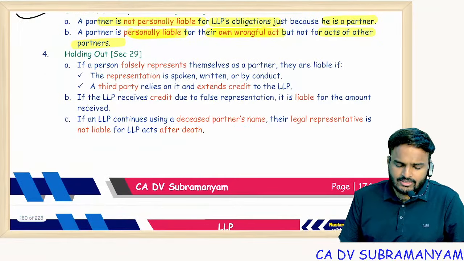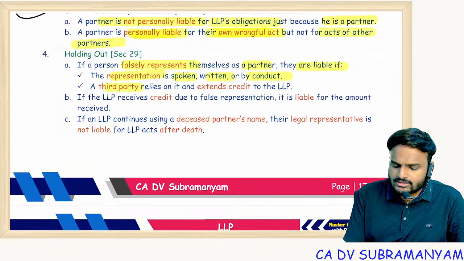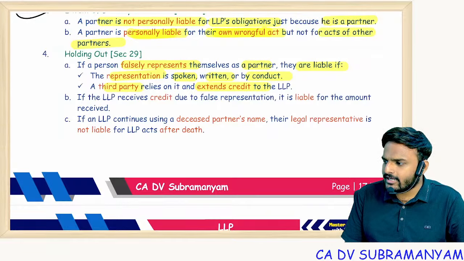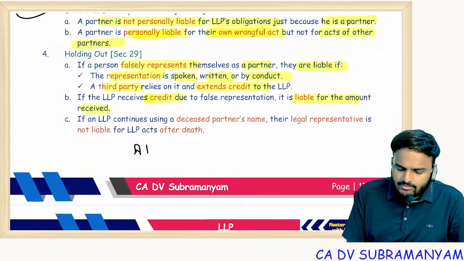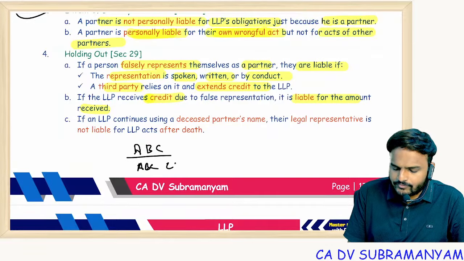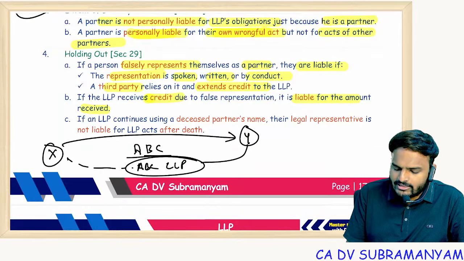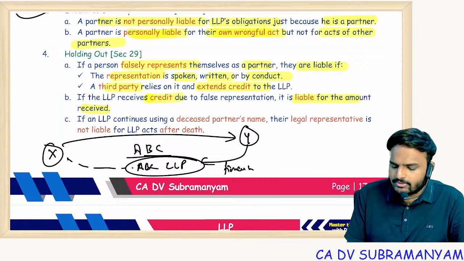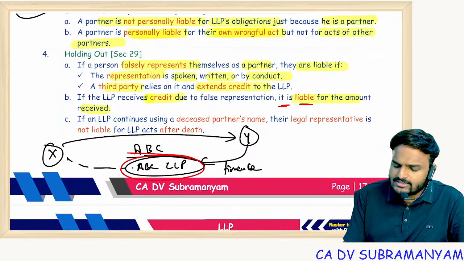Holding out, like estoppel. If a person falsely represents themselves as a partner, they are liable if the representation is spoken, written or by conduct. The third party relies on it and extends credit to the LLP. If LLP receives credit due to false representation, then LLP is liable for the amount received. See, actually A, B, C are partners of ABC LLP. One day X made a statement so that Y believed that X is also a partner in ABC LLP. Accordingly, Y gave some finance to ABC LLP. So for this finance loan amount, who is liable? ABC LLP will be liable. It is liable for the amount received.